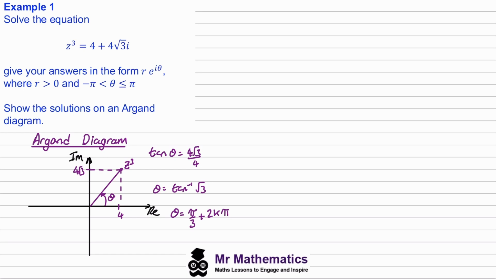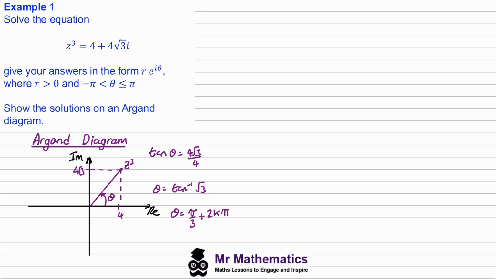So for instance, if k was 1, we would rotate 2 pi, and then add pi over 3. If k was 2, we would have 2 rotations, and then pi over 3. So we always land on this complex number. It also works if k is negative. If k was negative 1, it would be negative 2 pi, and then plus pi over 3. So it's really important that we understand that this is the argument of our complex number: pi over 3 plus 2k pi.